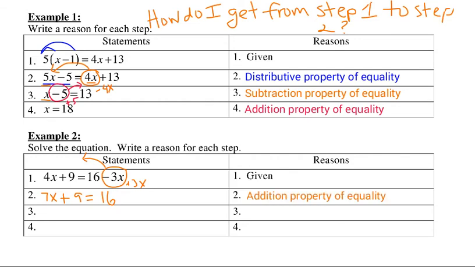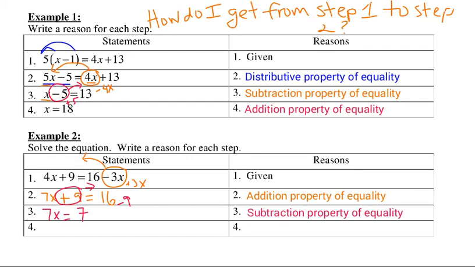So next I look at my equation and I realize, okay, I need to move this plus 9 to the other side, and I do that by subtracting 9 from both sides. So then that gives me a 7x equals a 7, and the reason I can write that step is because I subtracted, so it is the subtraction property of equality.